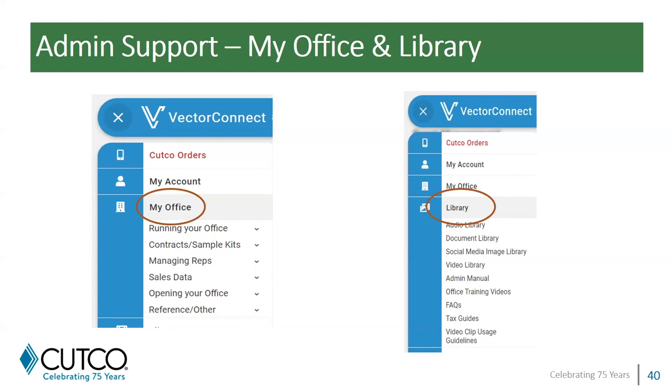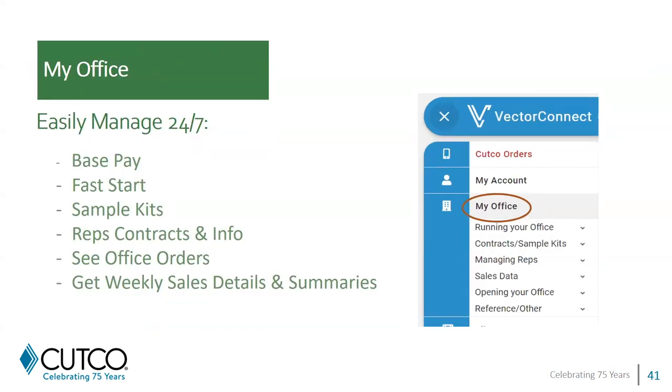Now, after a rep launches, Vector Connect is where, as a manager, you have some really great resources to help manage your office. Under My Office, you can easily manage base pay, fast start, all your rep contracts and sample kits, get info on the reps in your office, get any sales data for your reps like grand days, see all your office orders, and get weekly sales details and summaries. Make sure you utilize this section to help stay on top of your reps and your office.